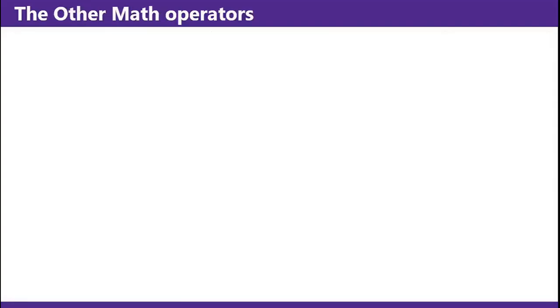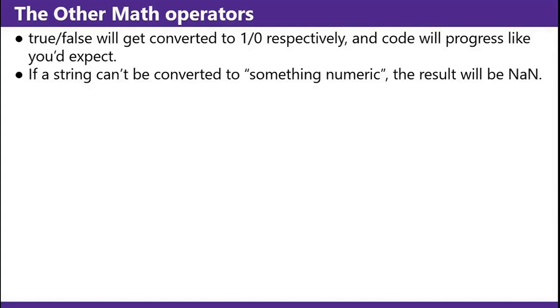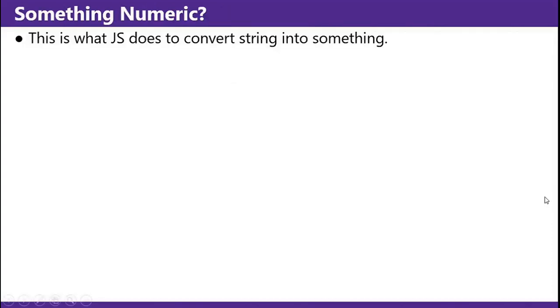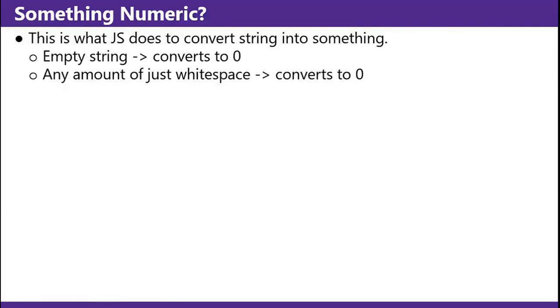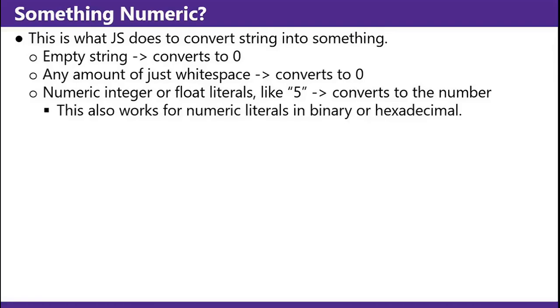The other math operators: true and false will get converted to 1 or 0 respectively, and code will progress like you'd expect. If a string can't be converted to something numeric, the result will be NaN. This is what JS does to convert a string into a number. Empty string converts to 0. Any amount of just white space converts to 0. Numeric integer or float literals like 5 convert to the number. This also works for numeric literals in binary or hexadecimal, so 0b001 or 0xff will also work here. Anything else converts to NaN.